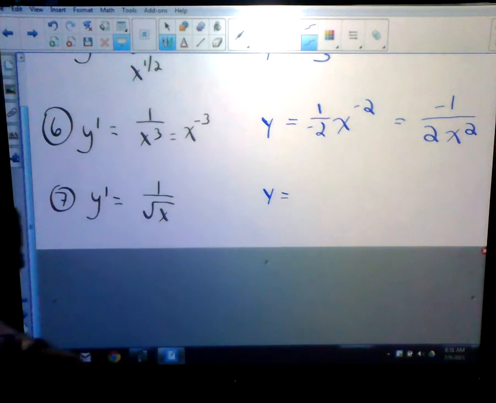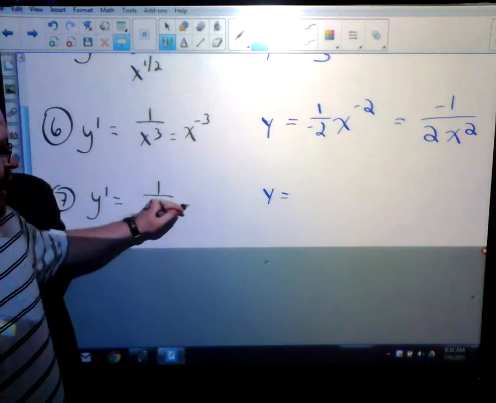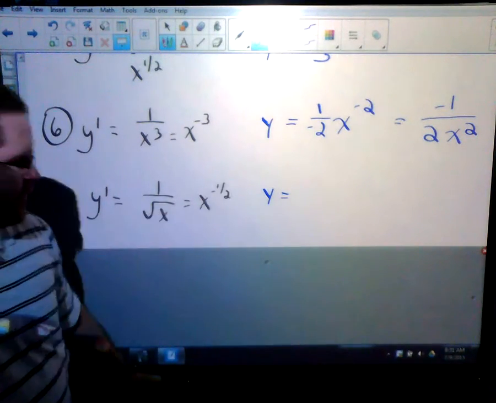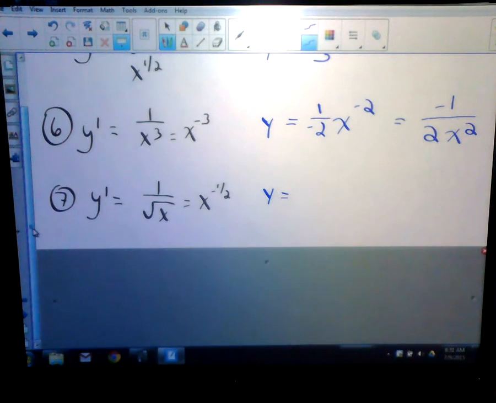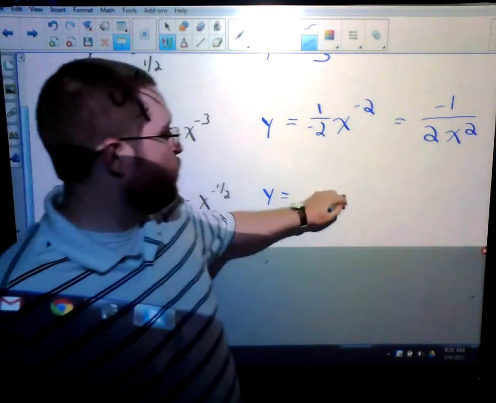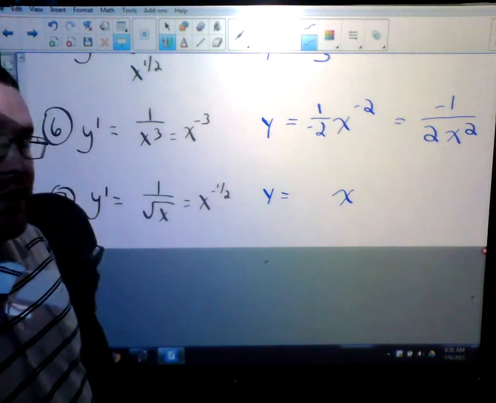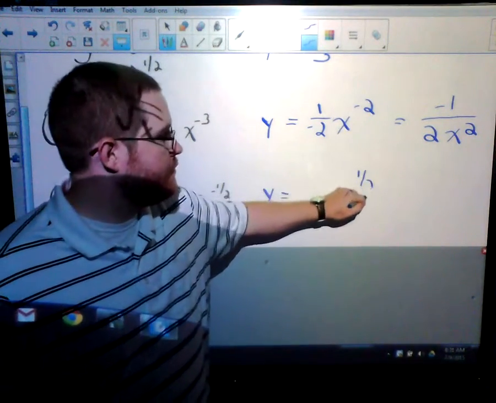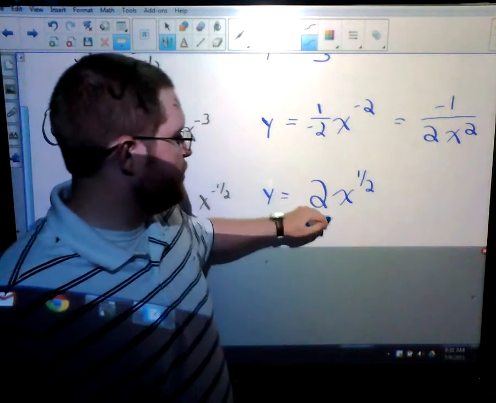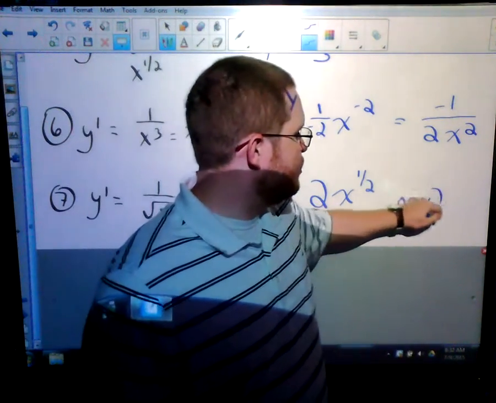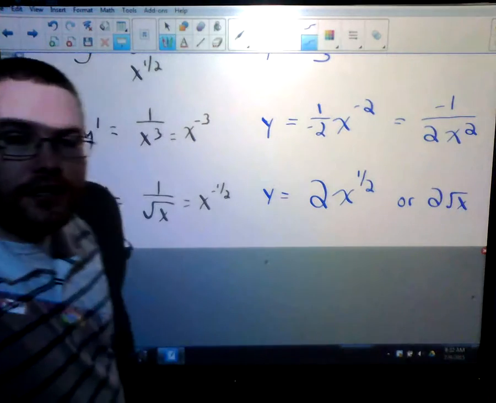What about this one? Well, it's a combination. This is x to the -1/2. Negative because it's on bottom, 1/2 because it's square root. Power rule for integrals says add 1. If you add 1 to negative 1/2, you get positive 1/2. Flip the power and put it in front, you get 2. Or you could write that as 2 square root of x. Either way is fine.